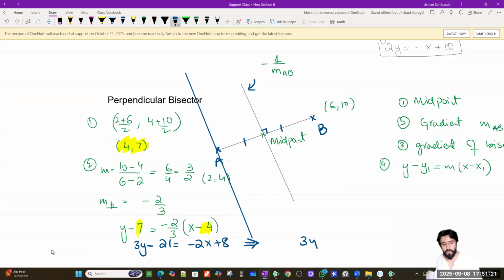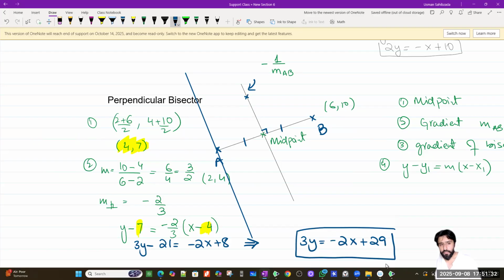So 3y equals minus 2x plus 21 plus 8, which is 29. So that's your equation of the perpendicular bisector. Now a little extra. There are many points on the line bisector. All these points are of equal distance from A and B. All of these points are equidistant from A and B.